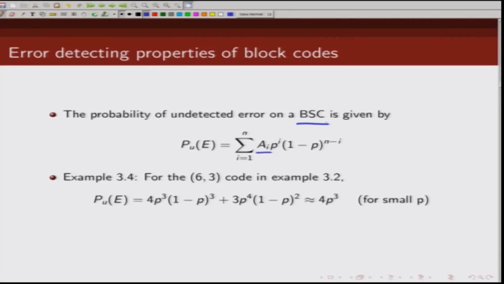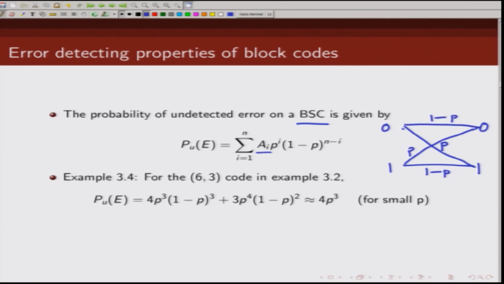Now, recall what happens in a binary symmetric channel: 2 inputs 0 and 1, 2 outputs 0 and 1, and what is the crossover probability? That is basically given by p. So, with probability p, 0 can get flipped to 1, 1 can get flipped to 0, and the probability of correct detection is 1 minus p.